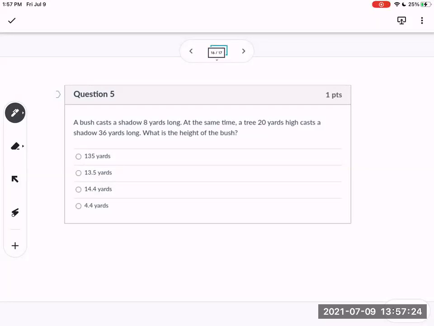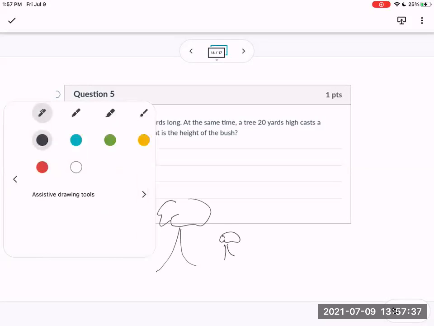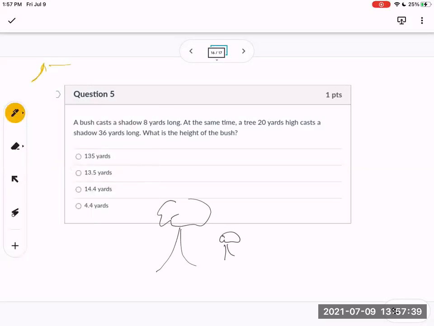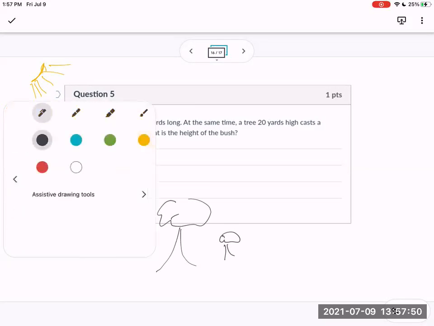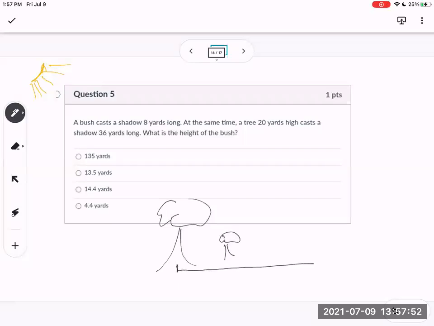All right. So this says a bush casts a shadow 8 yards long. At the same time, a tree casts a shadow. So let's make the tree here. There's the tree, and here's the bush. Now, the assumption is that the sun, which is way far away, it doesn't matter where, the angle of the rays is going to be the same angle. So basically what we have is this shadow right here of the tree is 20 yards, and the shadow of the bush is 8 yards.